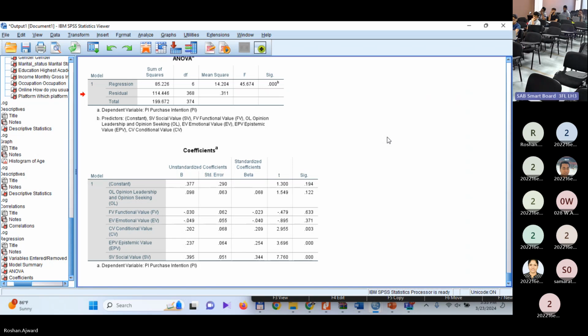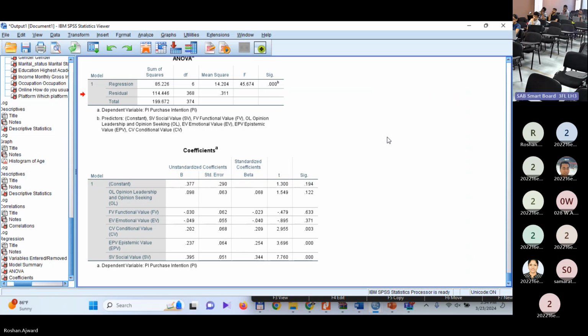The third one, emotional value. Does it have something to do with the purchase intention? No, again, because it's 0.371. How about the next one? Conditional value is a significant predictor. Is it positive? Yes. So if you increase the conditional value, what will happen to the purchase intention? It will increase. It has a positive impact and we can claim it. But the earlier 3 variables did not have any impact.